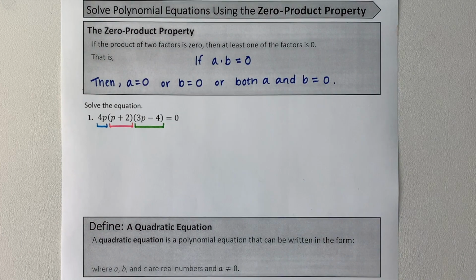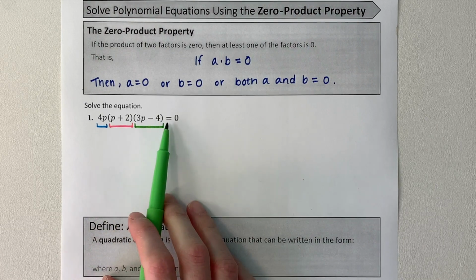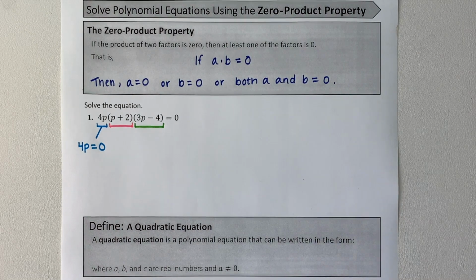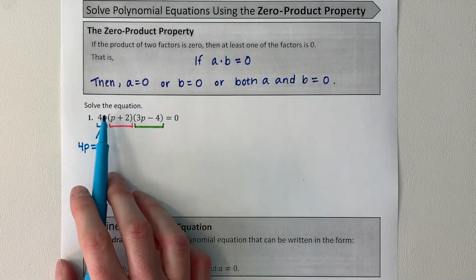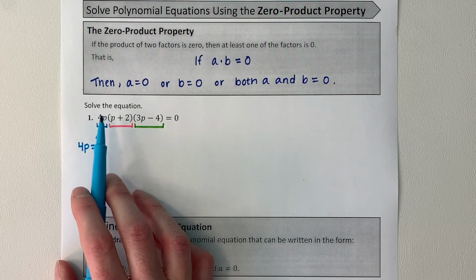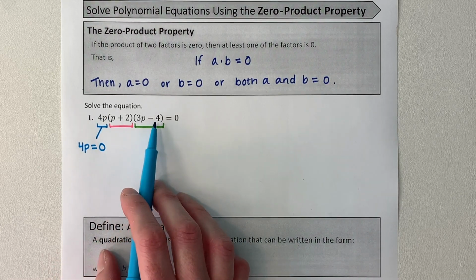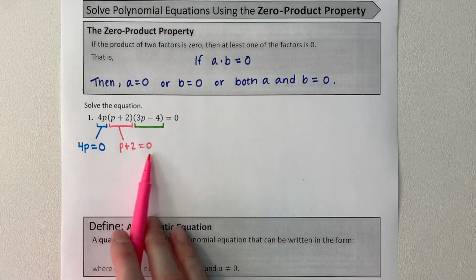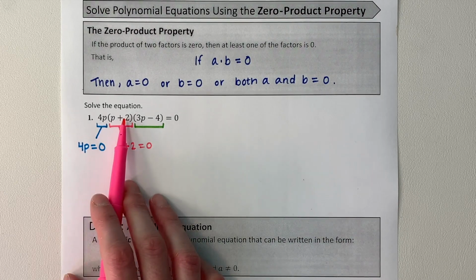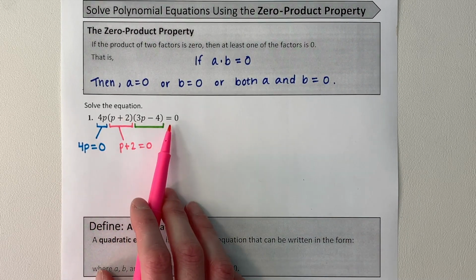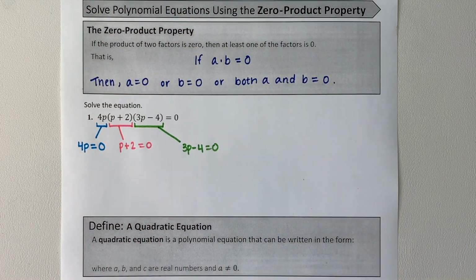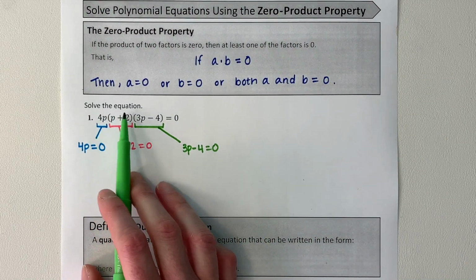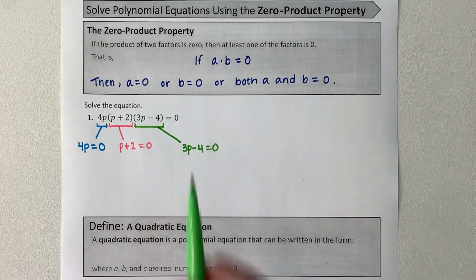The zero product property says in order for this product to equal 0, at least one of these quantities has to be 0. So one possibility is that 4p equals 0, because then this quantity would equal 0, and we would have 0 times this quantity, which would in fact equal 0. The other possibility is that this factor is equal to 0, because then we would have 4p times 0 times 3p minus 4, which would in fact give us 0. And the last possibility is that this factor here could equal 0, because then we would have this factor times 0, which would equal 0.